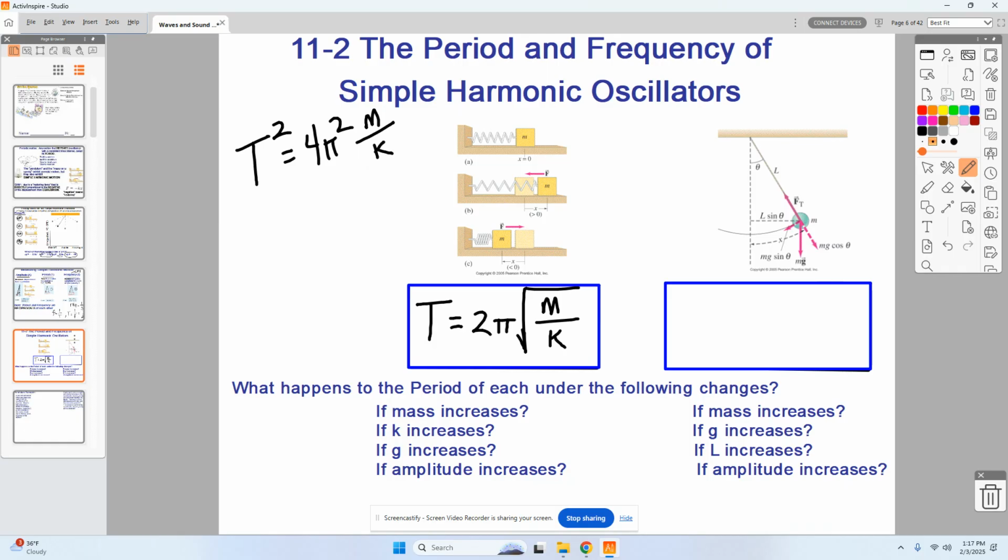Before you go too far, I'm going to square both sides of that equation. When I square both sides, I get T squared is equal to 4 pi squared m divided by k. That's going to be easier for you to work with that math that way. Anytime you're working with a square root equation, square both sides, solve for the thing you're looking for, and then you can start to plug those things in.